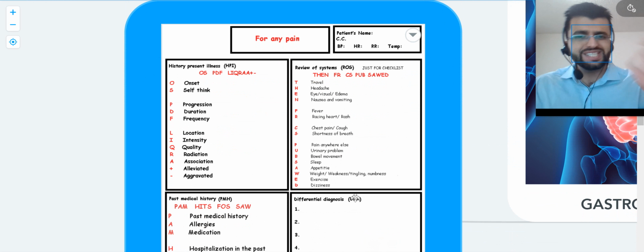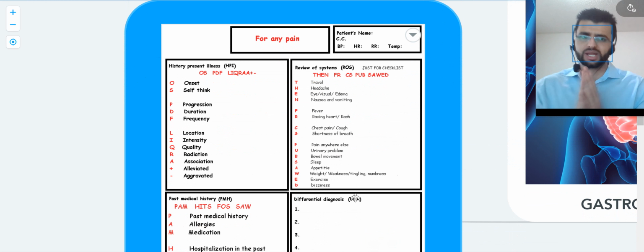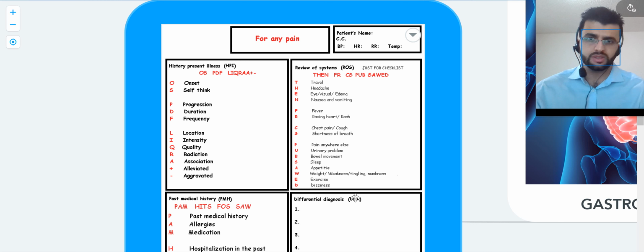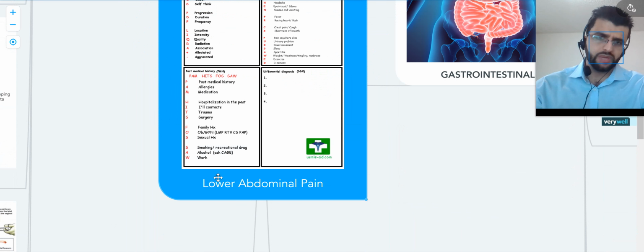And then you write the differentials, very important, for each chief complaint. You have to have medical knowledge. A lot of people go to the exam without medical knowledge, and then they end up failing the exam. So medical knowledge is important. You have to know your differentials. You are a physician, you're taking care of patients. So now, for lower abdominal pain.